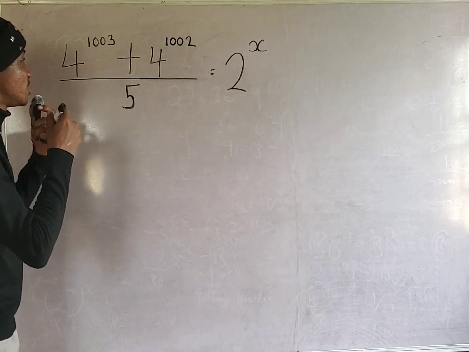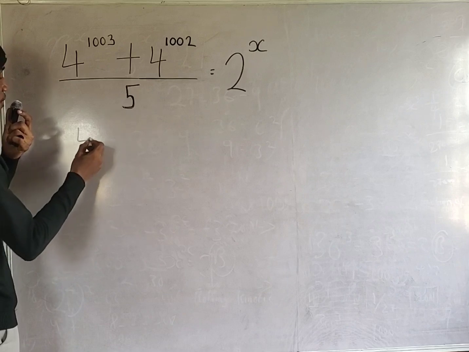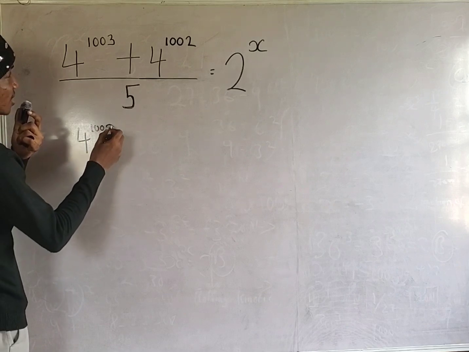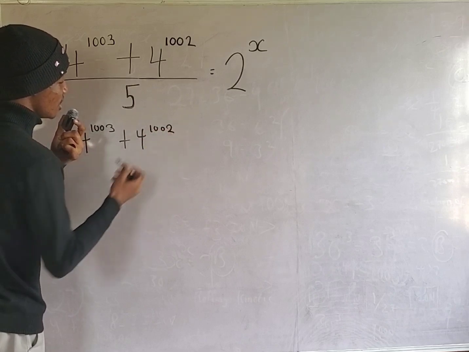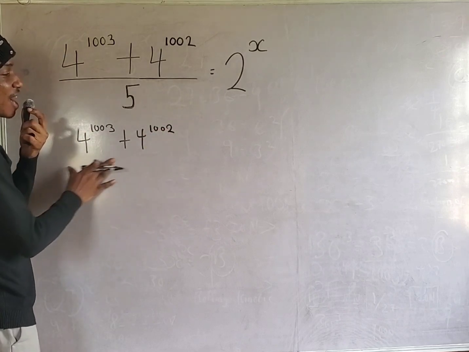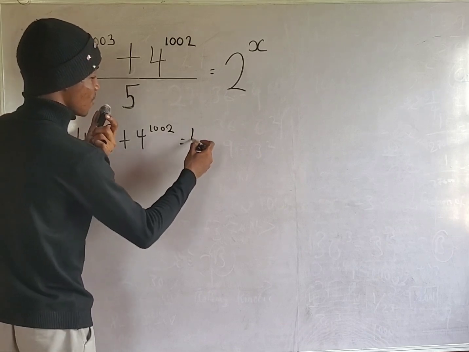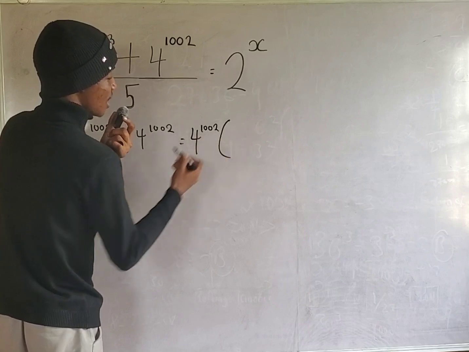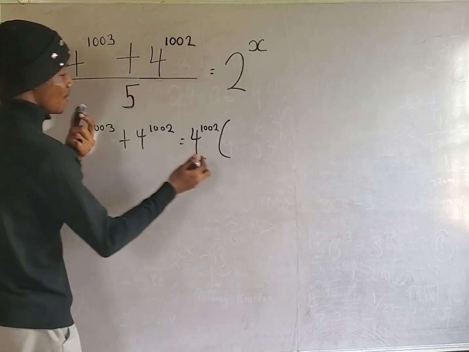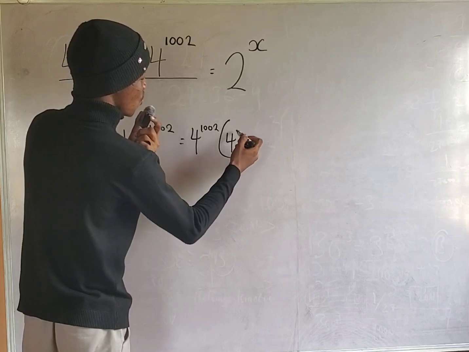To do this, focus on the numerator. The numerator we have is 4 raised to the power of 1003 plus 4 raised to the power of 1002. Do you know that I can factorize out 4 raised to the power of 1002? I'm going to rewrite it as 4 raised to the power of 1002. Are you paying attention? Now, here I'm going to have 4 raised to the power of 1.